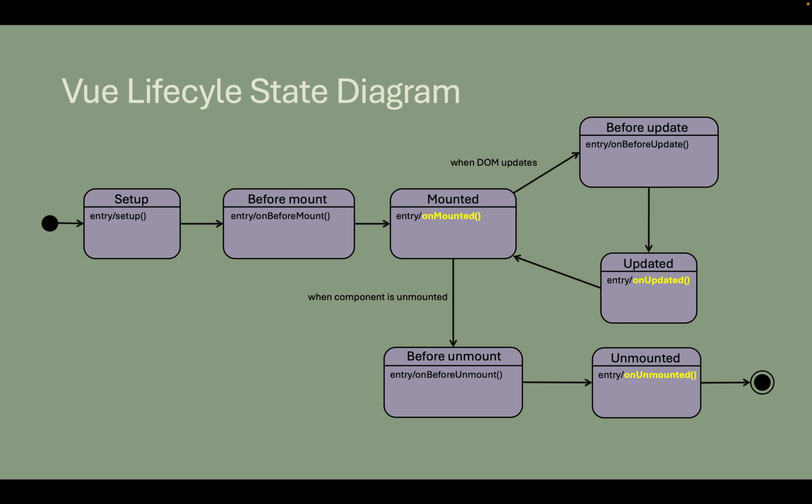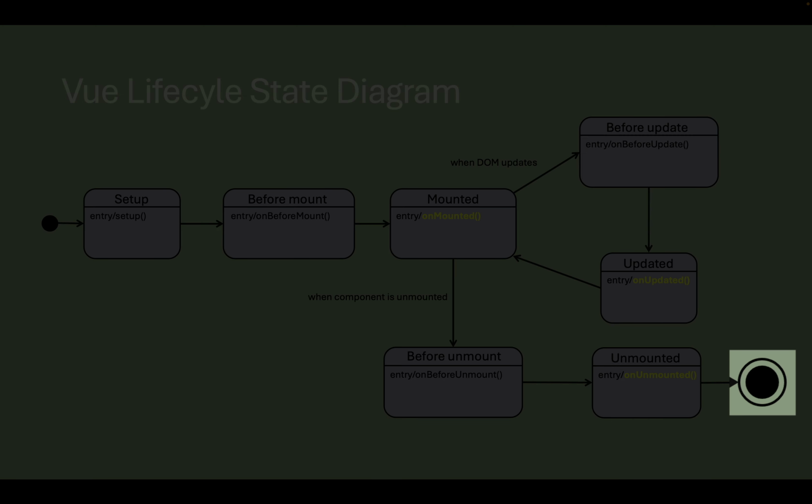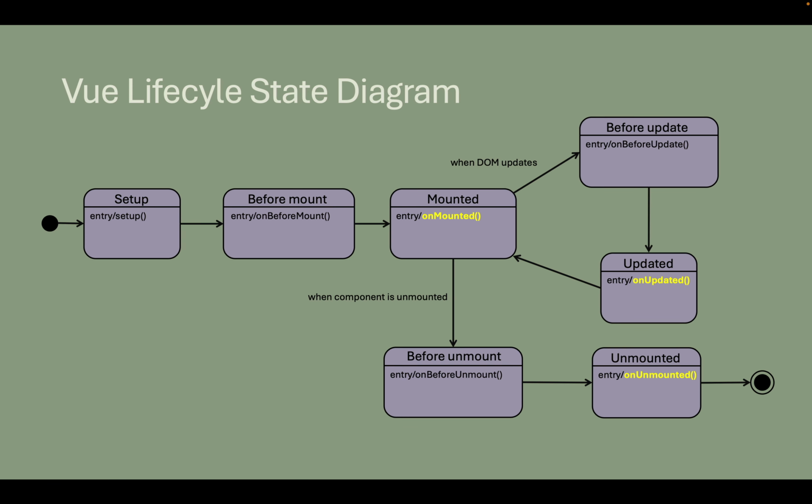It starts in the initial state, which is denoted by a filled black circle. The final state of a component is denoted by a circle with a dot inside. That is the start and end of a component's life. The arrows represent state transitions. For example, after a Vue component is created, it transitions to the setup state. Once it finishes setting up, it transitions to the before mount state.